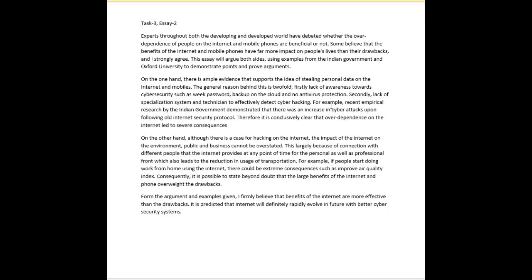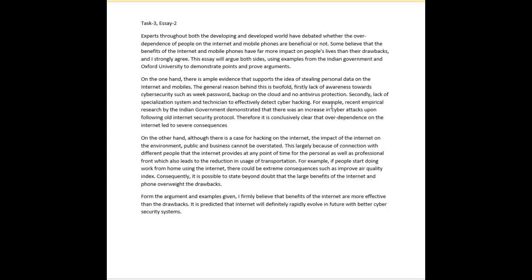On the other hand, although there is a case for hacking on the internet, the impact of the internet on the environment, public, and business cannot be overstated. This is largely because of connection with different people that the internet provides at any point of time for the personal as well as professional front, which also leads to the reduction in usage of transportation. That was a long sentence.